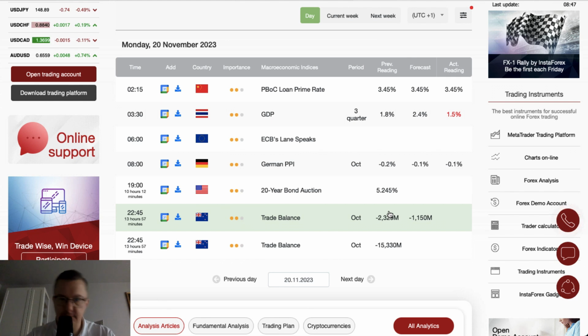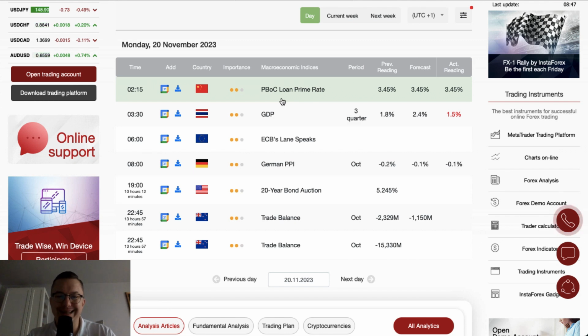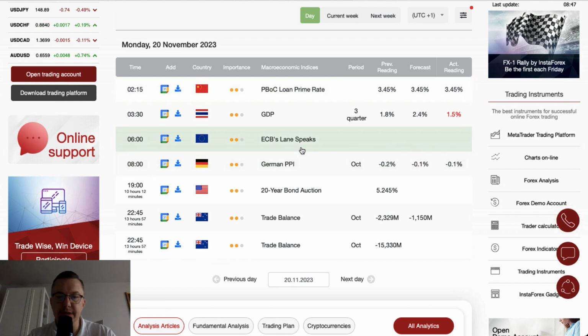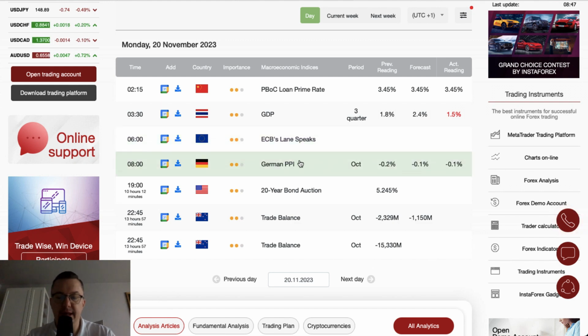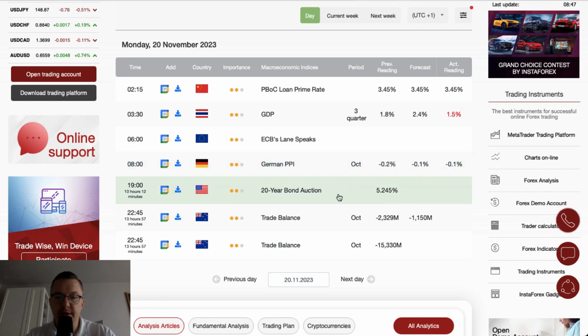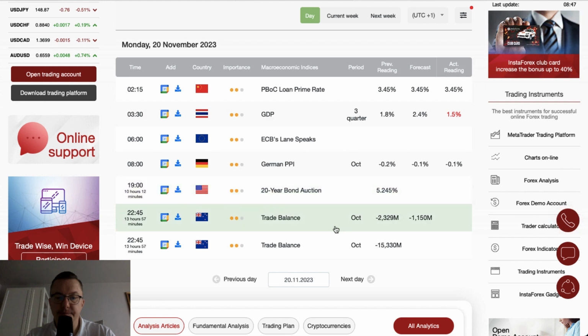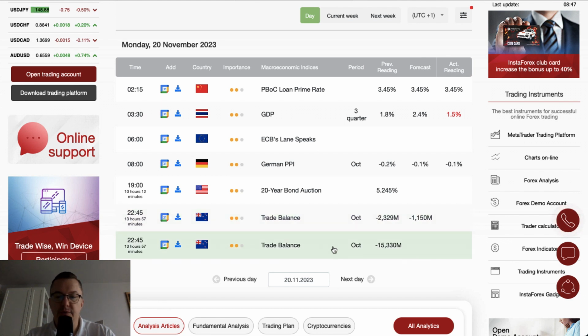During the Asian session, we got the People's Bank of China loan prime rate, which stays at the same level of 3.45% as expected. Then we got the ECB Lane speech at 6 o'clock, and the German PPI data had been published already. The PPI data in Germany were in line with the expectations of minus 0.1%. At the end of the day, we got a 20-year bond auction in the US, and then some data from New Zealand in the form of the monthly and yearly trade balance.